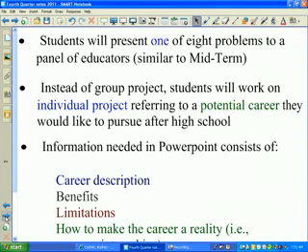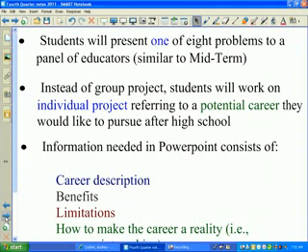In addition to that, you're going to present an individual project. So this is where it differs from the midterm. Midterms, you had a group project. This time, you're going to have an individual project. And what your individual project is, you're going to talk about a potential career that you would like to pursue after high school. So if you want to be an engineer, a teacher, nurse's assistant, dentist, physician, anything that you wanted to do, what is that career?